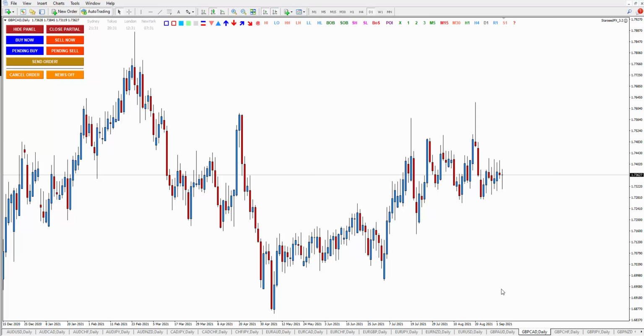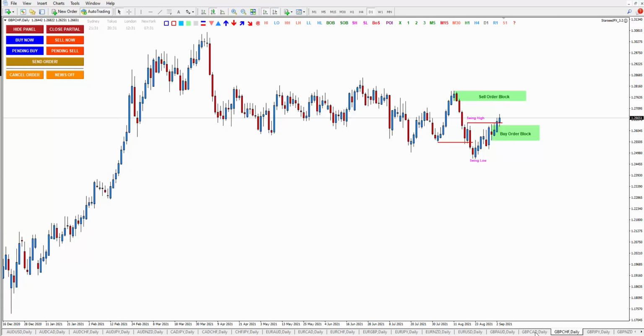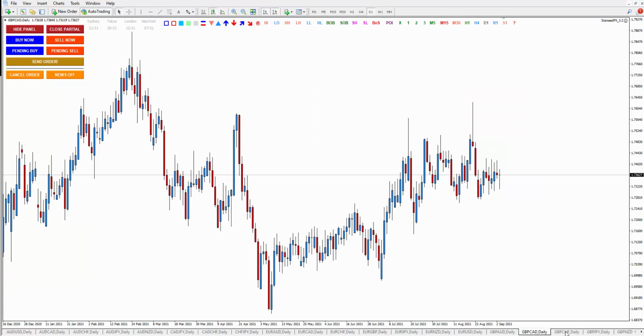Remember, we have all 28 Forex pairs. We do not want to force ourselves to trade a specific pair that is not clear to us. All right, now let's continue into pound Swiss franc right now.